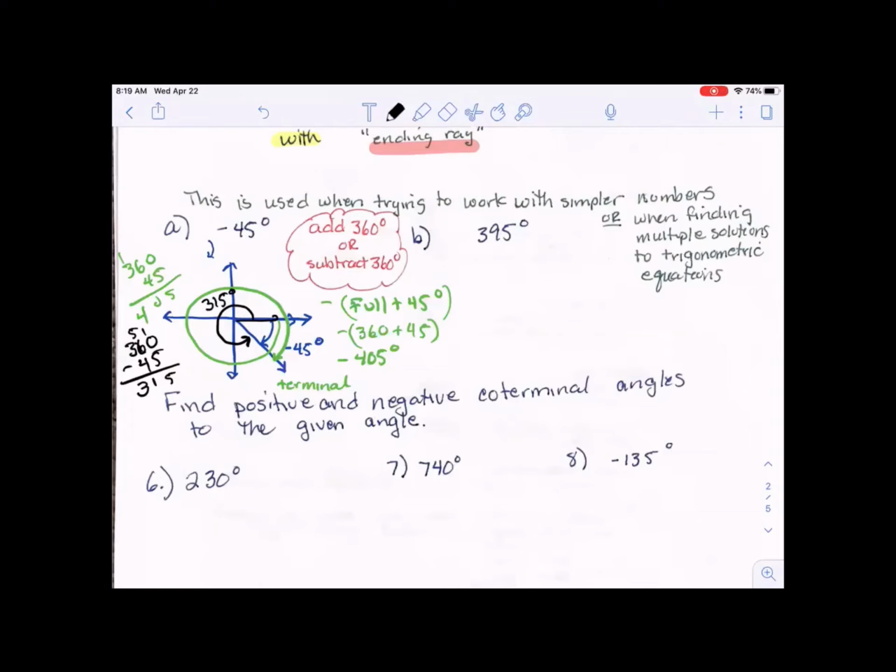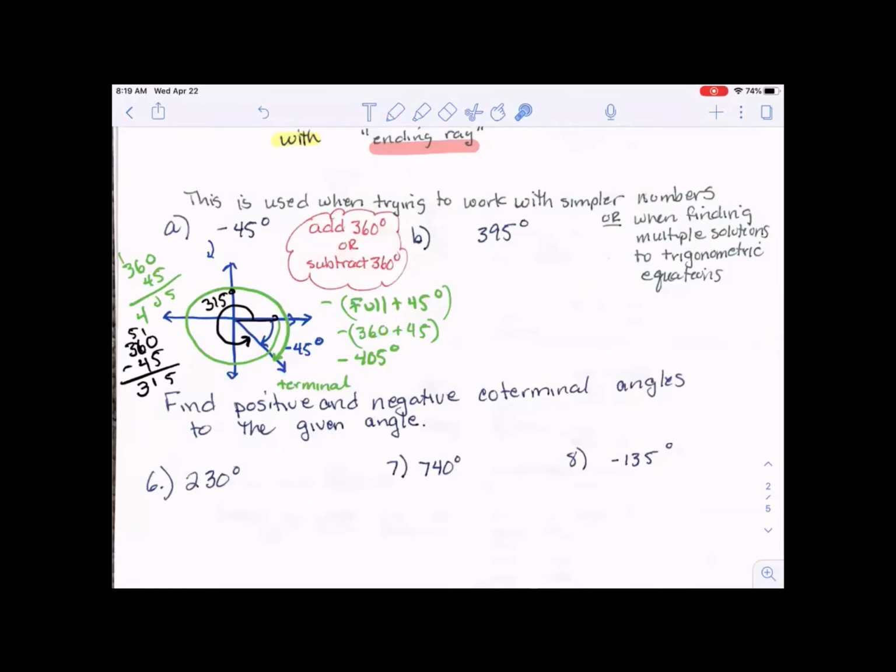Now I could have added another full circle instead of just adding one full circle. I could have added 360 again. There's lots of fun things you can do with this. So right here I could have added 360 again and gotten another coterminal angle, or I could have kept subtracting from 360. So there's lots and lots of coterminal angles. The trick is right here. When you're finding coterminal angles, you're either going to add a full circle or subtract a full circle. If we're working in degrees, a full circle is 360 degrees. So we're either going to add 360 degrees or we're going to subtract 360 degrees.